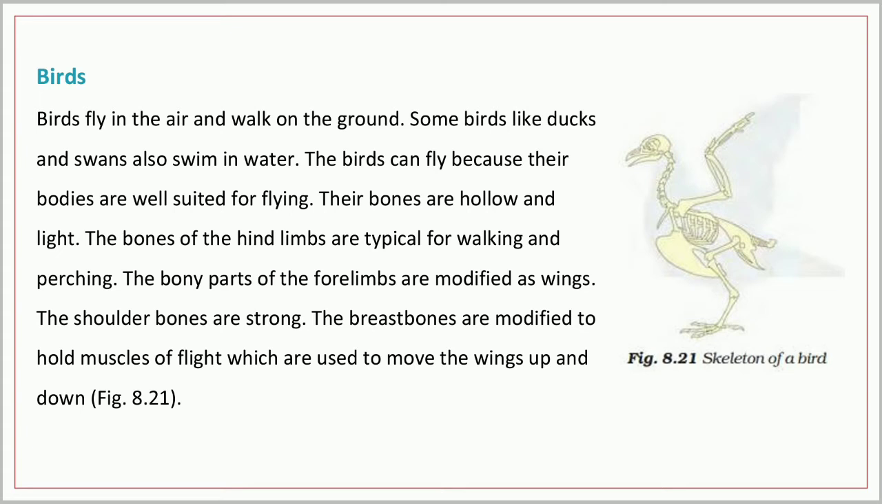The bones of the hind limbs are typical for walking and perching. The bony parts of the fore limbs are modified as wings. The shoulder bones are strong. The breast bones are modified to hold muscles of flight, which are used to move the wings up and down.